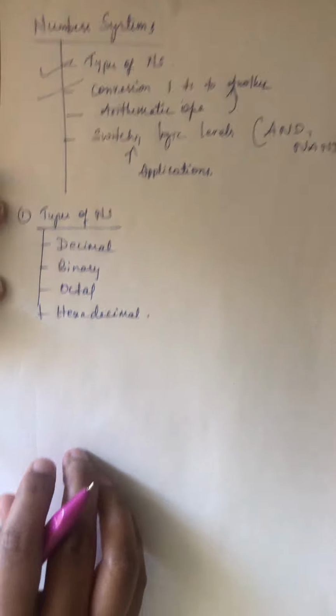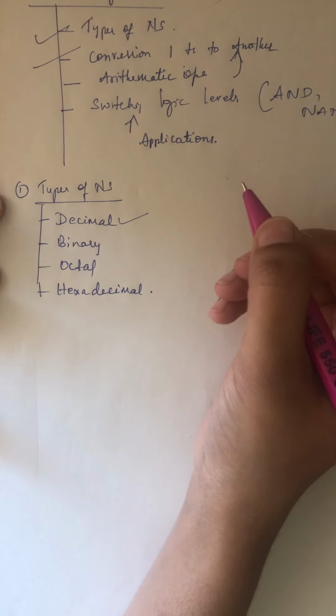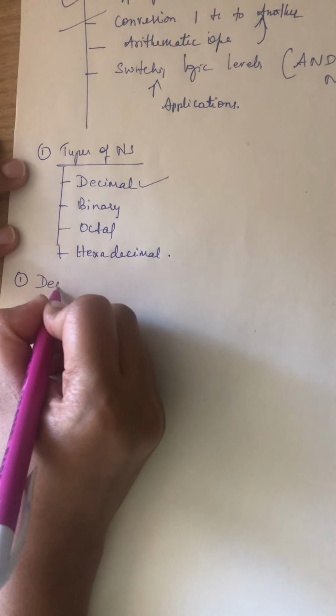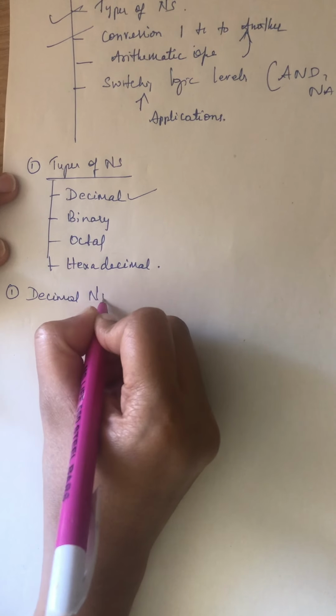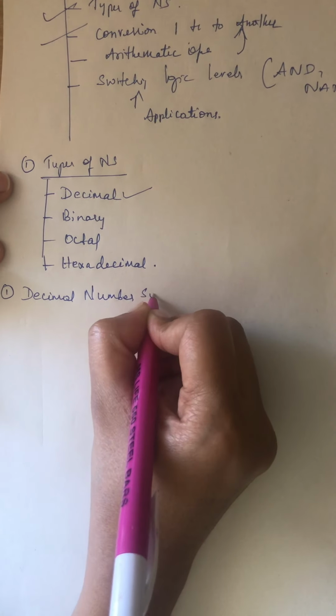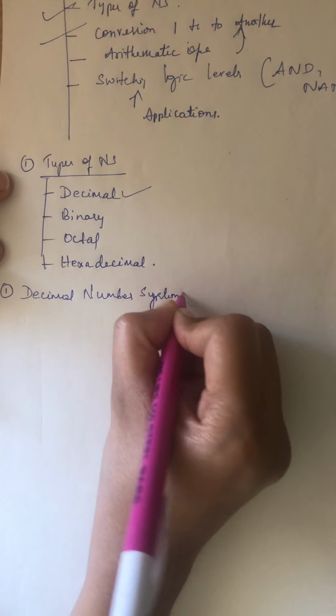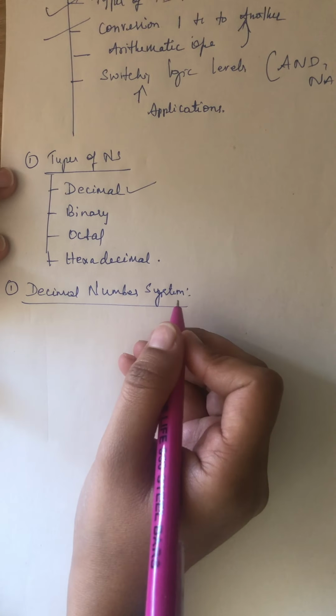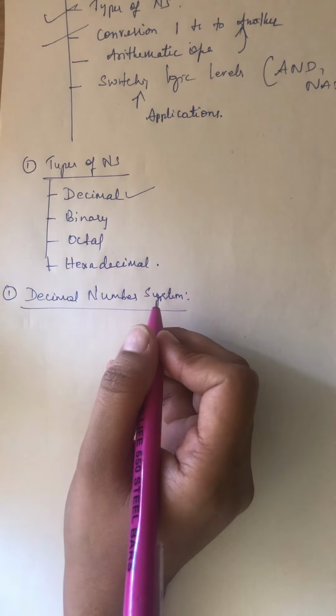In this, the decimal is very familiar to everyone. So we will first discuss the decimal number system. Every number that we use now, we deal with the decimal number system.